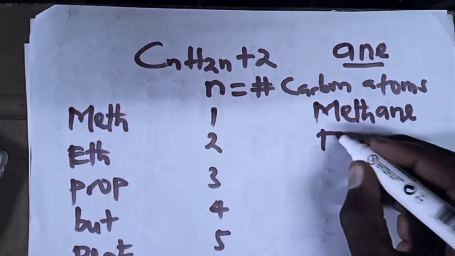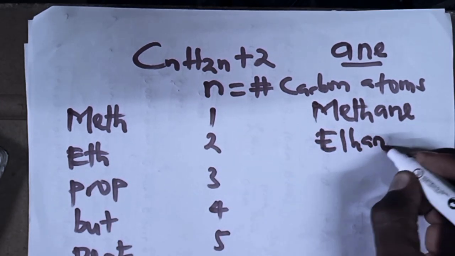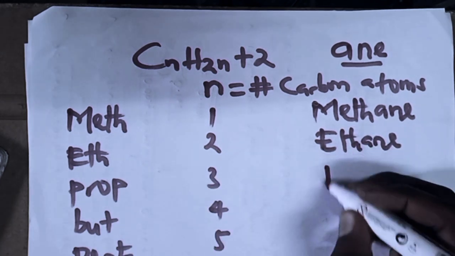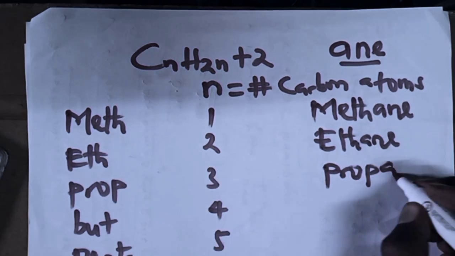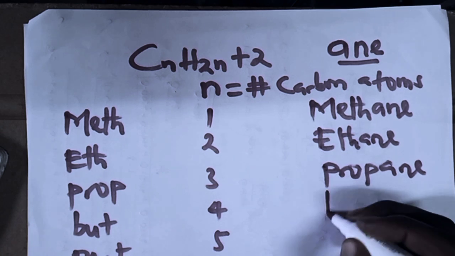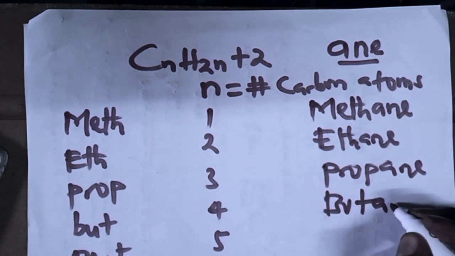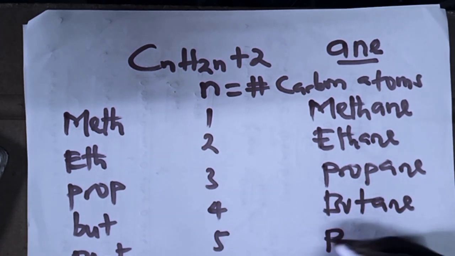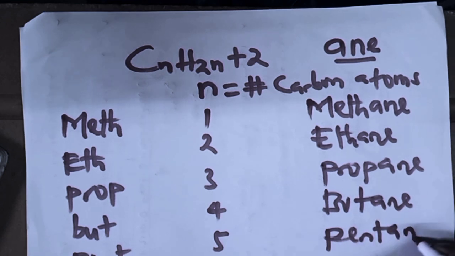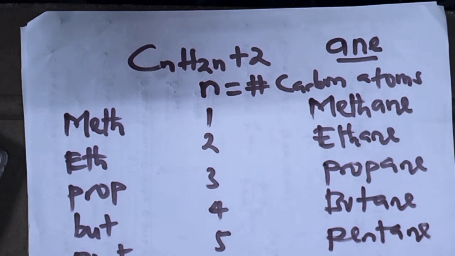This one will be called ethane. This one will be called propane. This one will be called butane. This one will be called pentane. We are adding A, N, E.